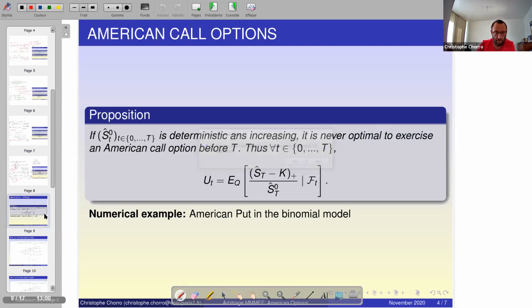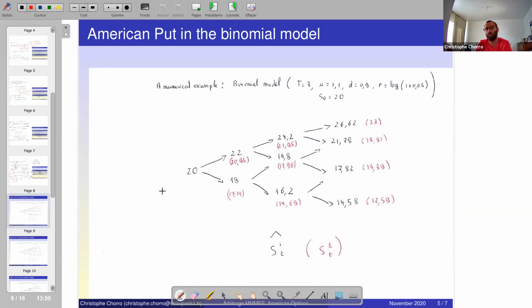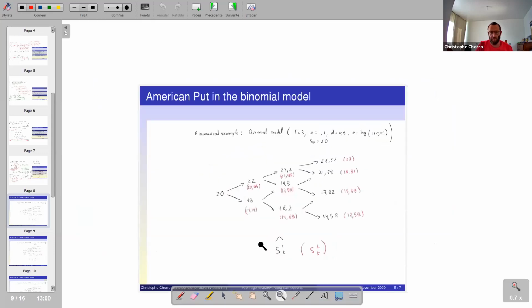I don't need it. And I have this one. So it's an example. Okay, so what I will do here, I want to price an option. So what is the situation?